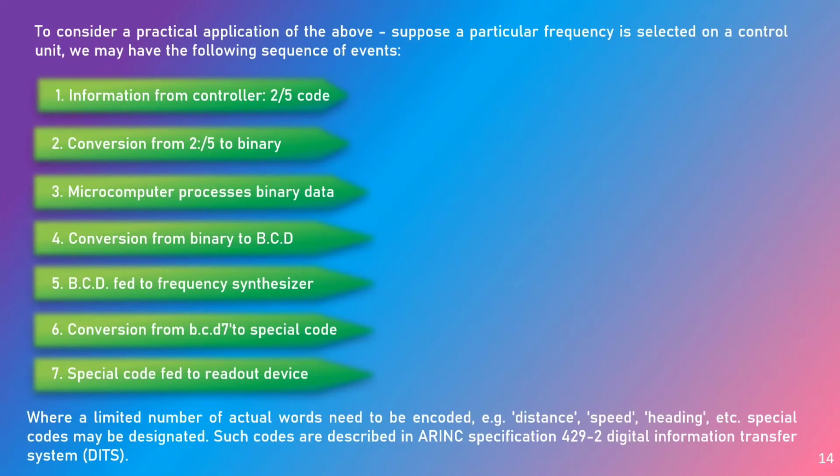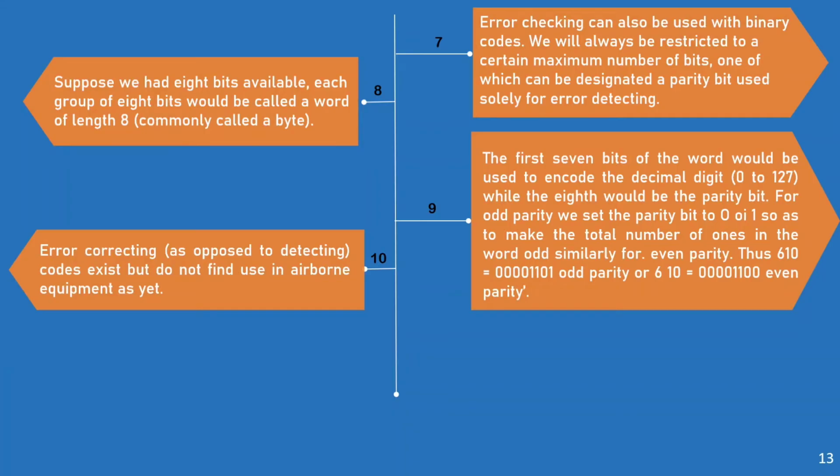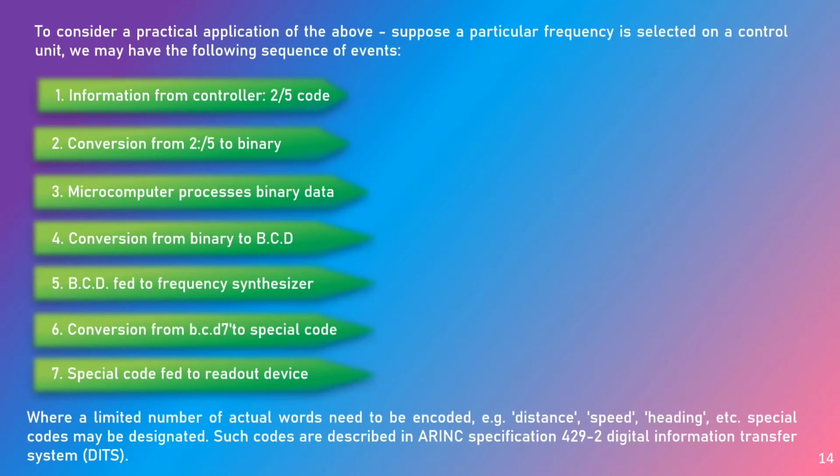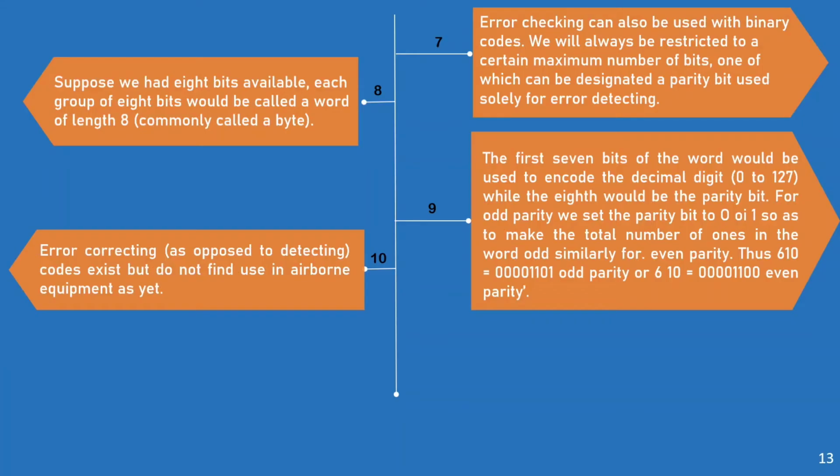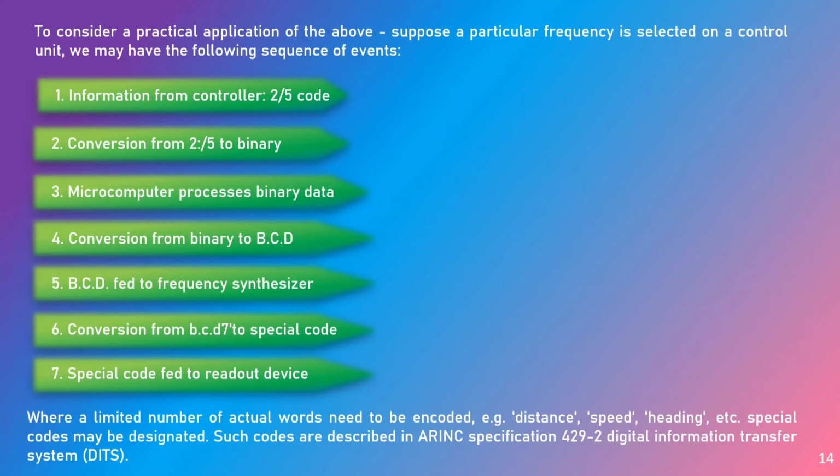To consider a practical application of the above, suppose a particular frequency is selected on a control unit. We may have the following sequence of events: information from the controller in 2 by 5 code, conversion from 2 by 5 to binary, the microcomputer processes the binary data, conversion from binary to BCD, BCD fed to the frequency synthesizer, and conversion from BCD to a special code fed to the readout device. Where a limited number of actual words need to be encoded, for example distance, speed, heading, etc., special codes may be designated.